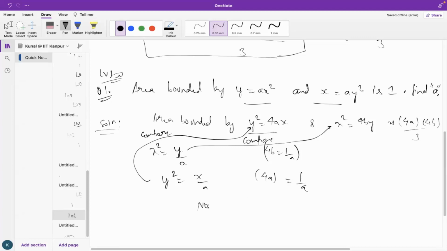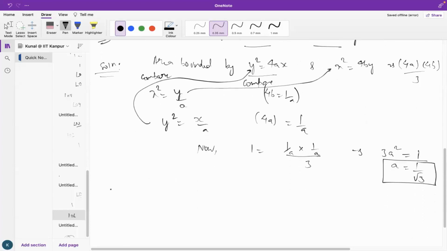So now our area given is 1. So our area will be 1 by a into 1 by a by 3, which is actually equal to 3a square is equal to 1, right? So our a is equal to 1 by root 3. I hope you'll all understand what I'm trying to say. So let me clear it once.